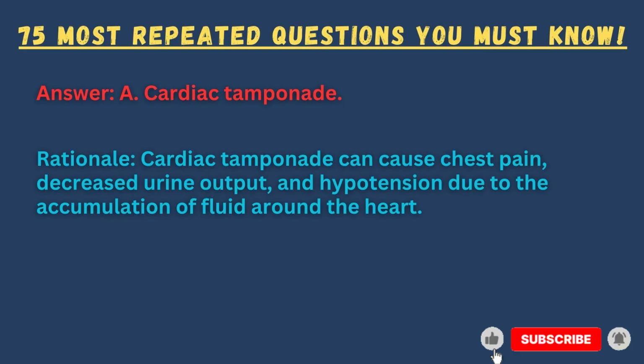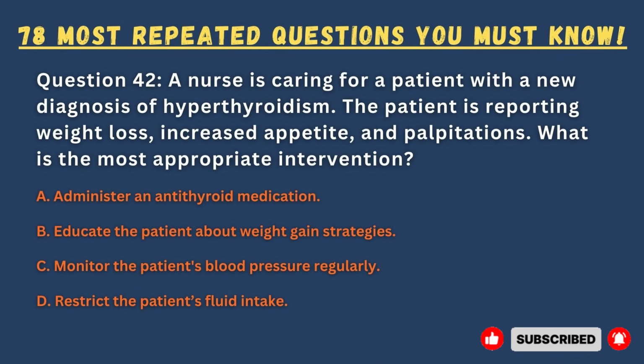Answer: A. Cardiac tamponade. Rationale: cardiac tamponade can cause chest pain, decreased urine output, and hypotension due to the accumulation of fluid around the heart. Question 42. A nurse is caring for a patient with a new diagnosis of hyperthyroidism. The patient is reporting weight loss, increased appetite, and palpitations. What is the most appropriate intervention?